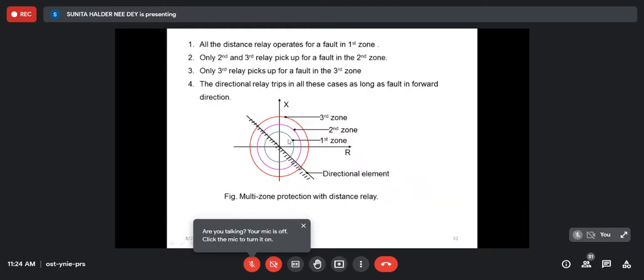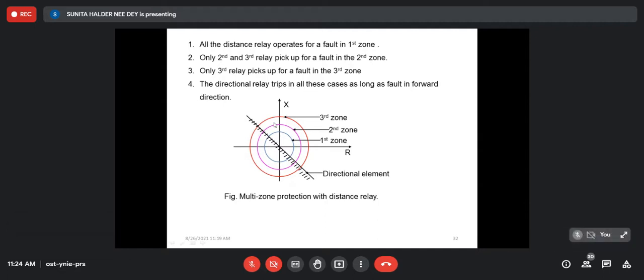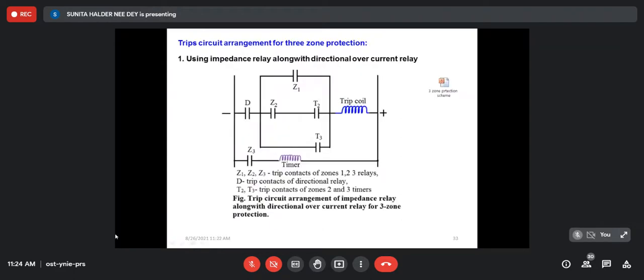So these are the 3 zones. First zone, then some time delay, then second zone, then some time delay, then third zone. Whatever I have told, that whenever there is a fault, it is not that the second zone relay will wait for the first zone relay to operate and then start operation. It is not the thing. All the relays will start moving when the relay is initiated, but the setting is such that if the first zone relay is successful, it will make the contact first, then second zone, then third zone, keeping some time delay.